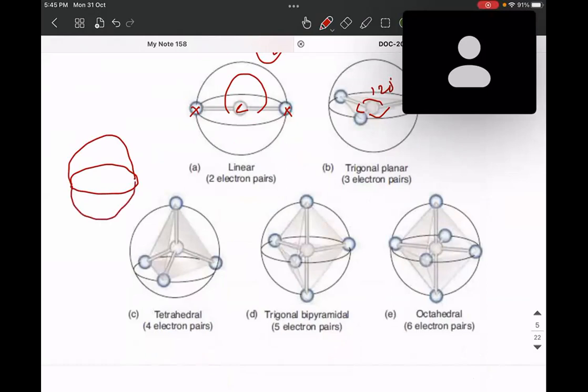Just kindly bear with me. So this will be the center atom and another atom, another atom, another atom, another atom. If you are considering this, it will become square planar. So the bond angle, how much will it become?